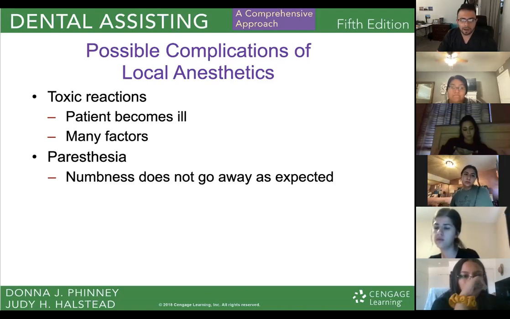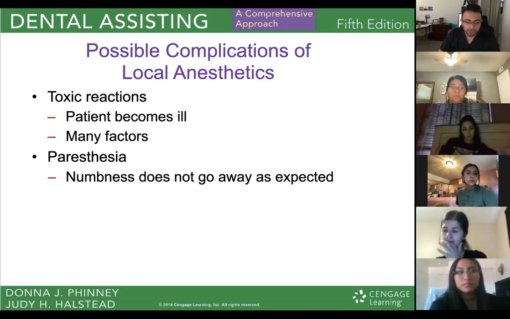Another thing that can happen is paresthesia, where the numbness does not go away as expected. This can last a few days or up to 8 weeks, and sometimes even longer than that. On very rare occasions, it's an indefinite period where the paresthesia never goes away.